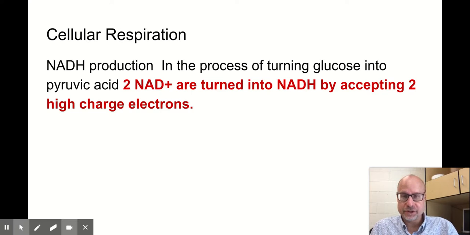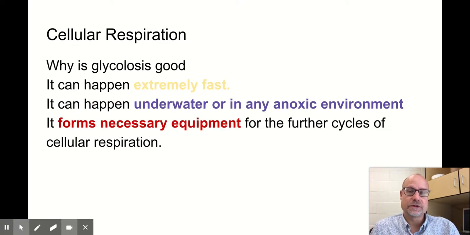So basically, here we go. Cellular respiration, a process turning glucose into pyruvic acid, with 2 NAD plus turned into 2 NADH by accepting high charge electrons. Just as high charge, excited electrons are a big deal in the photosynthesis cycle, they're also a big deal here in cellular respiration.